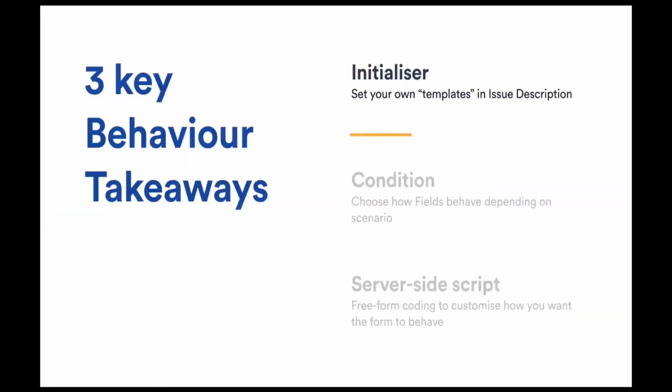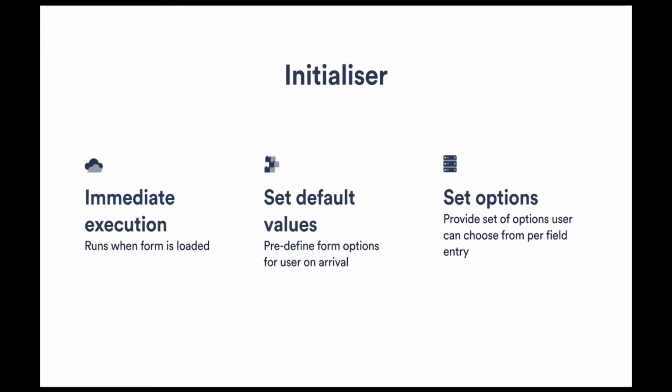So I'm going to move into the actual concepts of behavior. There are three main things. The first one is an initializer. The initializer basically loads when the form is loaded. It sets predefined or pre-populated values. For example, if you have a description field, and you want to pre-populate it with a certain template that the user can enter information in. So basically you're in charge of what you want the user to enter. This is important because then you can manage that information better and it's not just completely random information that the user can enter. Also, you can set options for the user.